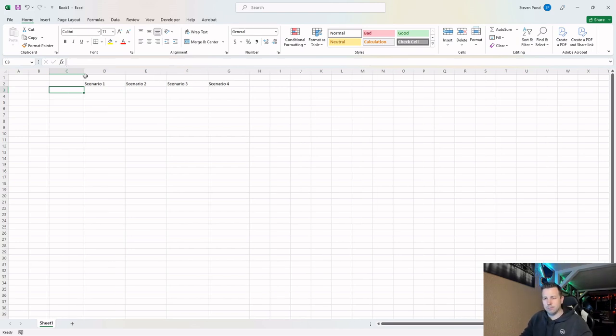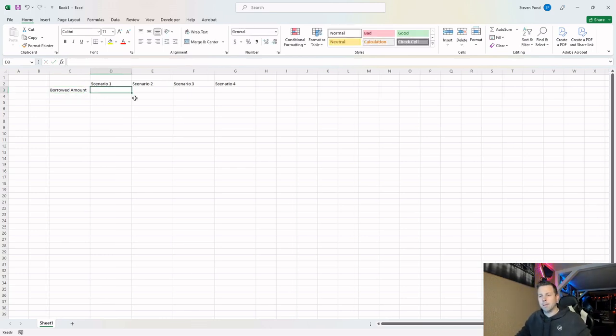We'll put borrowed amount. Essentially the total amount that you're going to be borrowing from the bank to pay back. We'll just use $30,000 in this scenario. This is actually across the board. This number won't change. All that's going to change here is our interest rate and the amount of years we're paying this back.